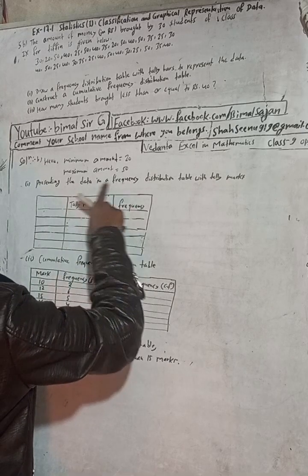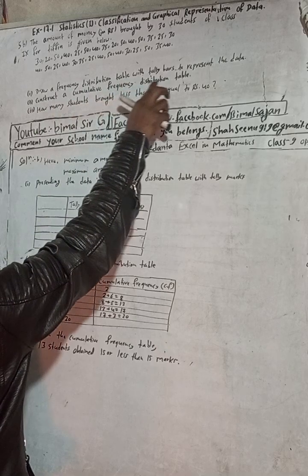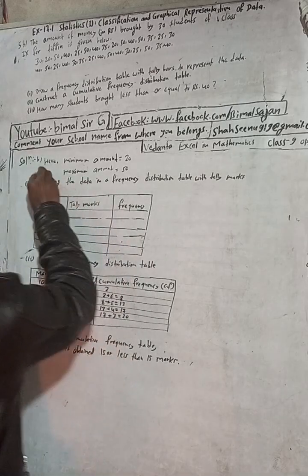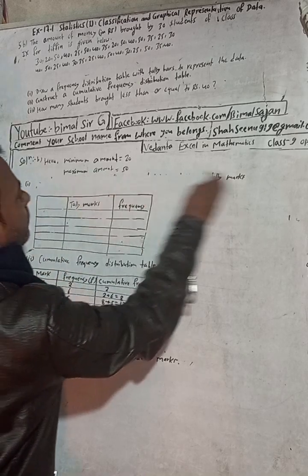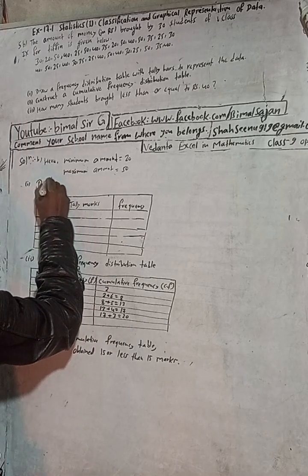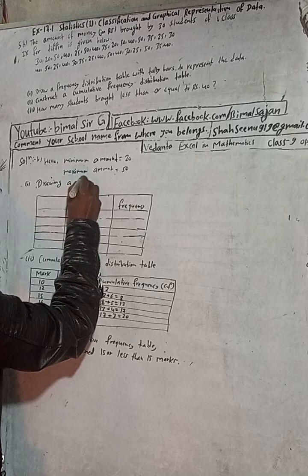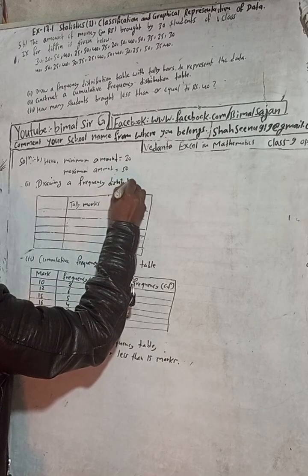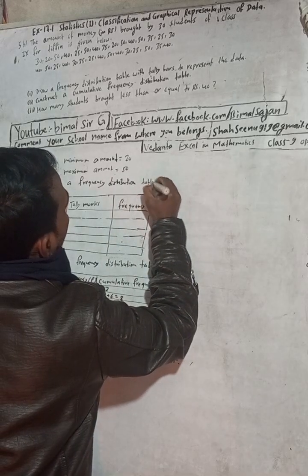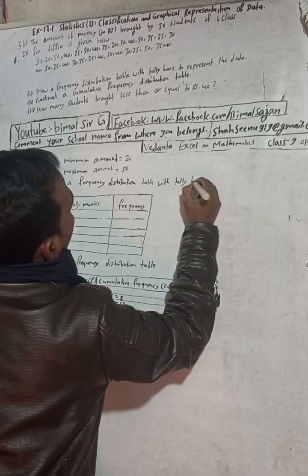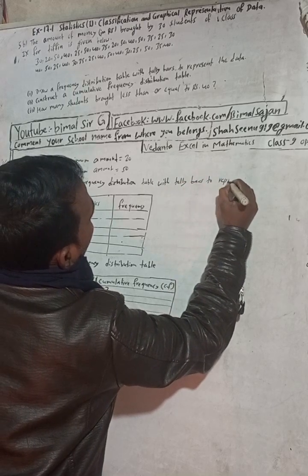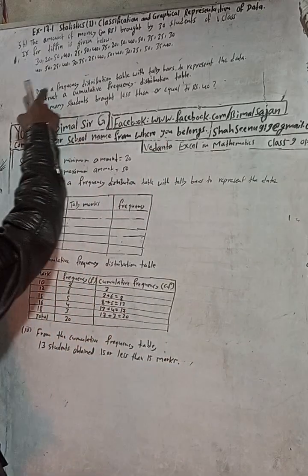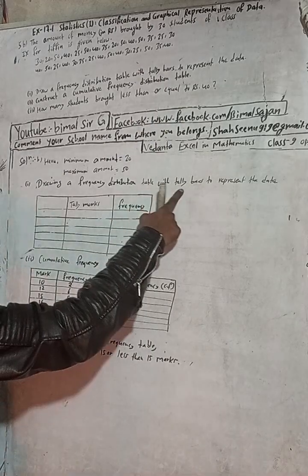Now presenting the data in a frequency distribution table with tally marks. Draw a frequency distribution table with tally. So I can write here: drawing a frequency distribution table with tally bars to represent the data. For your ease, I have created this sentence from this question only.